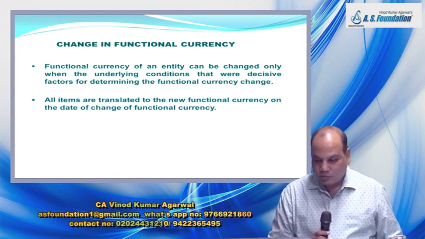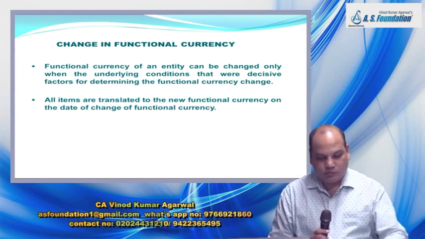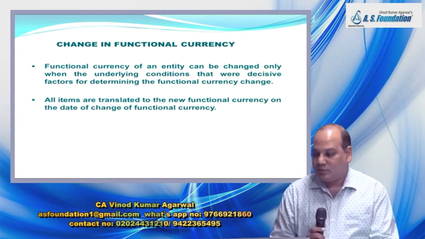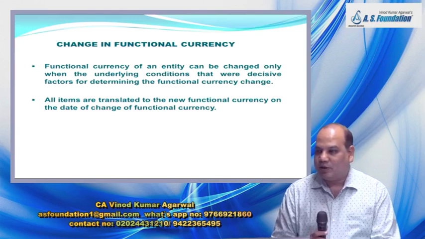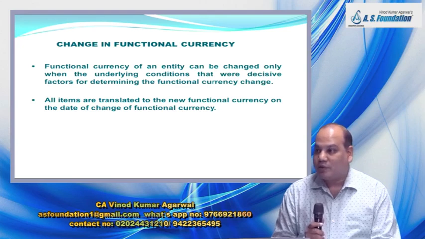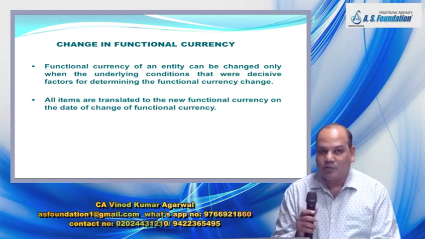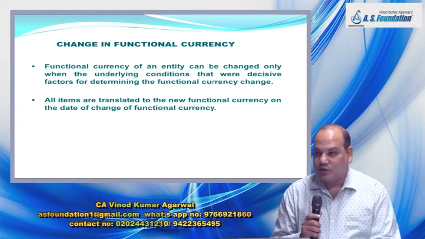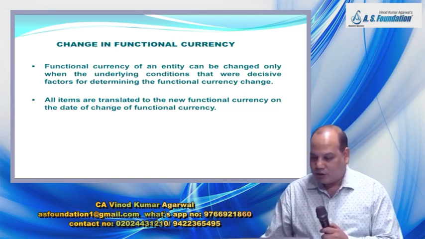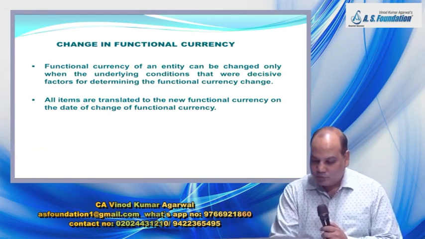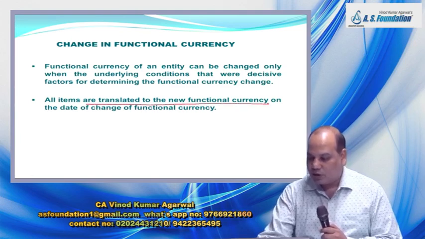Change in functional currency. Can functional currency change? Yes. Functional currency is determined by the indicators, primary indicators, additional indicators. Once these indicators change, the environment changes, the primary economic environment in which the entity operates changes, then the entity may be required to change its functional currency. Okay. We are accountants. Can we stop a company from changing the functional currency? No. So what we will do, we'll have to apply accounting principle here.